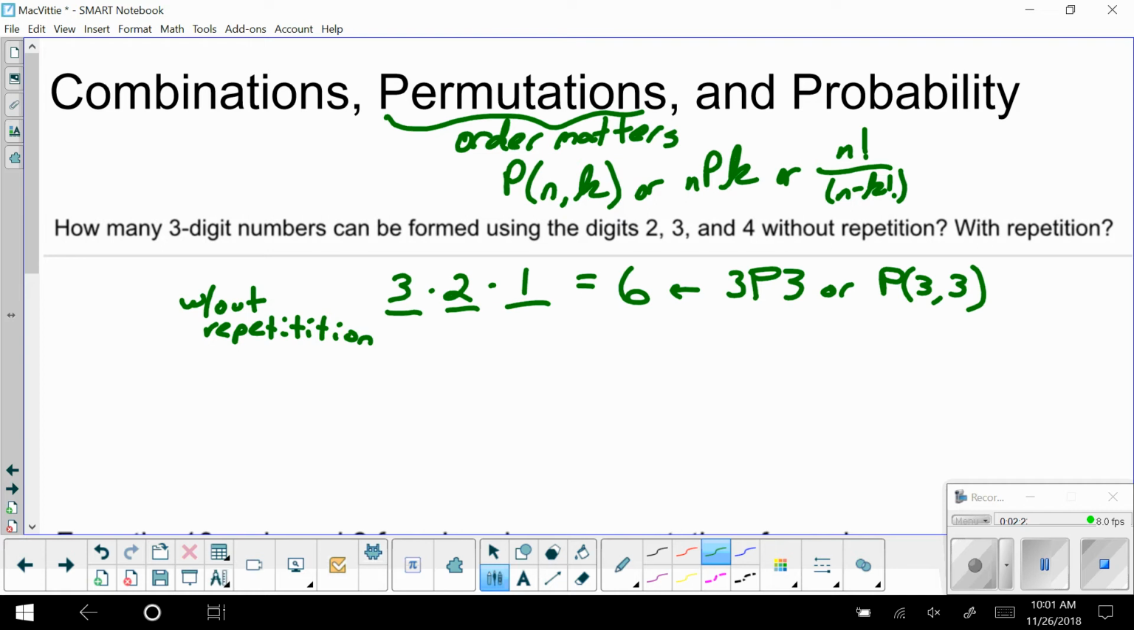The other possibility is what's called a combination, and here order does not matter. This would be an example of if you're picking teams in gym class and you're, out of a class of 30 people, you have to pick 15 of them. It doesn't matter what order you pick those 15. You just pick them.